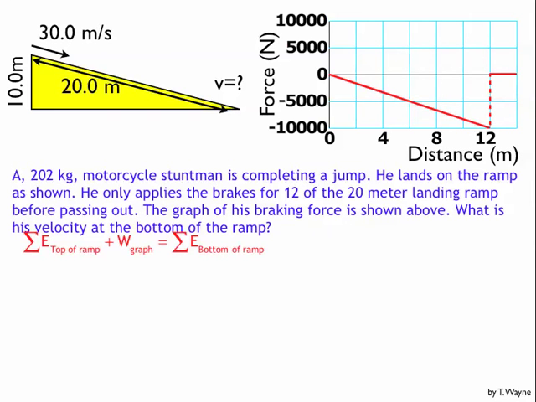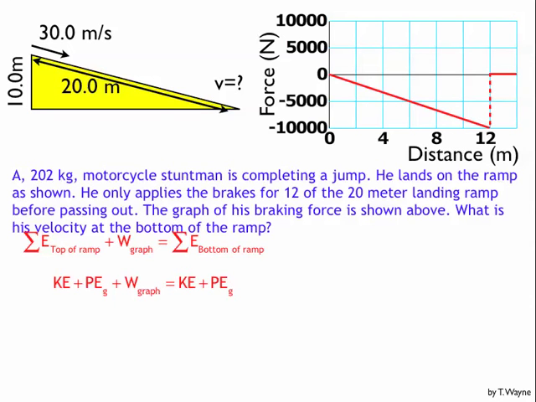So to start this problem, I'll start the same way I always do. Sum of the energy at one location plus the work done equals sum of the energy at the other location. So in this case, I'm going to compare the top of the ramp where I know the height and the velocity. Then I have the work of the graph, and I'm going to compare the bottom of the ramp because the problem asks about his velocity at the bottom of the ramp. In the next step, I'm going to look at the types of energies. So I've got kinetic plus potential due to gravity plus the work done by the graph equals kinetic plus potential due to gravity.